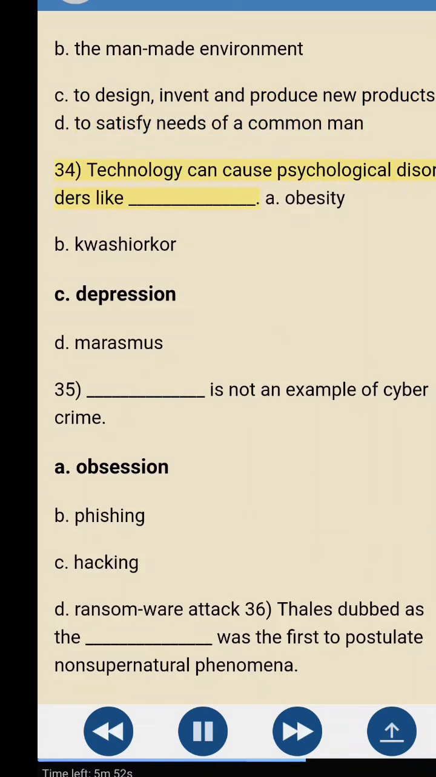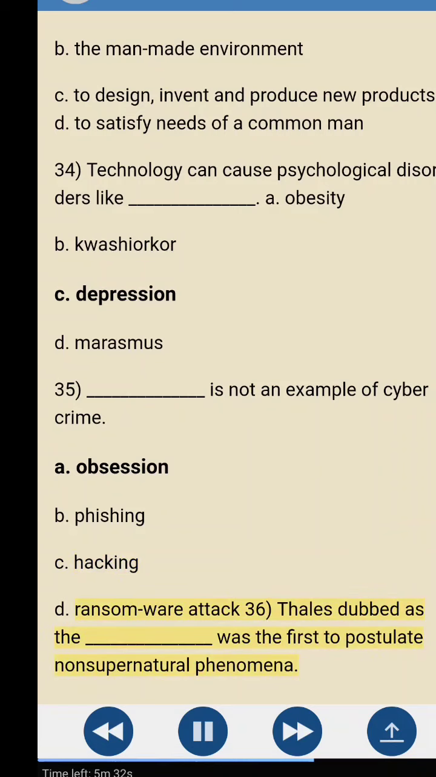34. Technology can cause psychological disorders like blank. A. Obesity. B. Kwashiorkor. C. Depression. D. Marasmus. 35. Blank is not an example of cybercrime. A. Obsession. B. Phishing. C. Hacking. D. Ransomware attack.